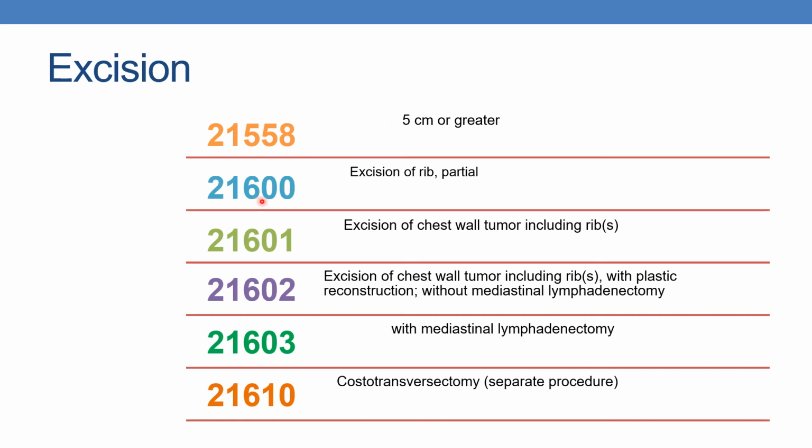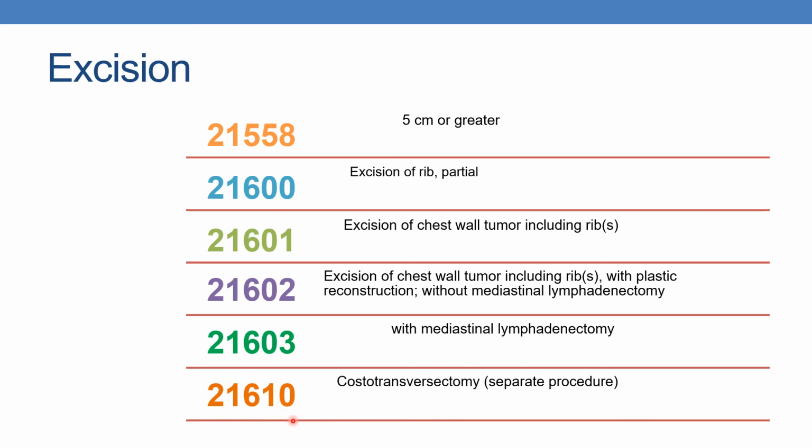The next is 21600. Excision of rib partial. The next is 21601. It deals with excision of chest wall tumor including ribs. The next is 21602. Excision of chest wall tumor including ribs with plastic reconstruction without mediastinal lymphadenectomy. The next is 21603. It deals with excision of chest wall tumor including ribs with plastic reconstruction with mediastinal lymphadenectomy.